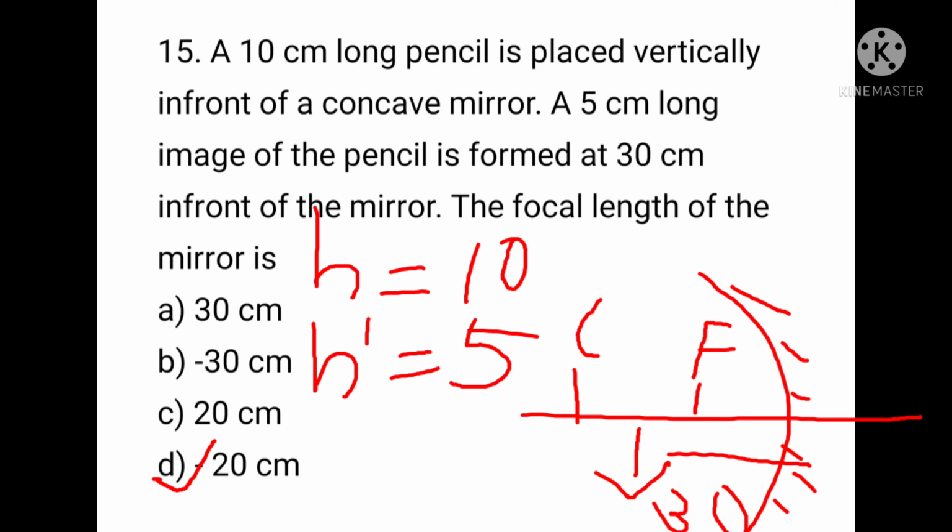Here the object height h is equal to 10 cm, and the image height h dash is equal to 5 cm. Therefore the image formed is a diminished image. A diminished image is formed in between the center of curvature and focus of a concave mirror. In this case, the focal length will be less than the image distance, that is less than 30 cm, and it is given that the mirror is concave and therefore the focal length will be negative. So the answer will be option D, minus 20 cm.